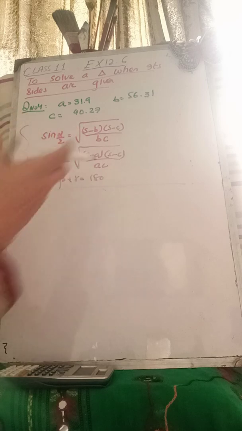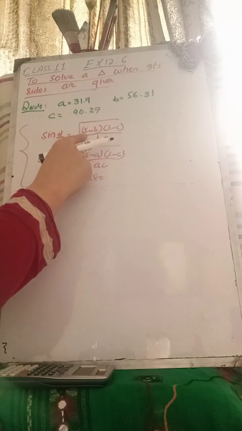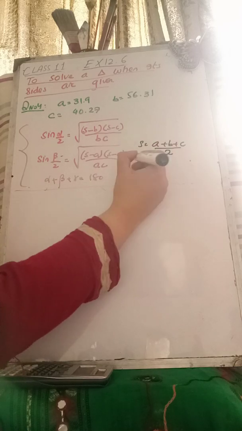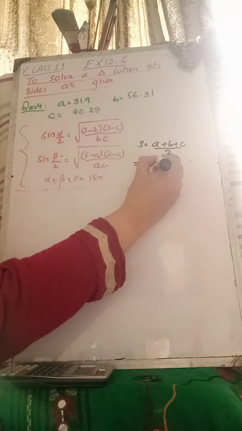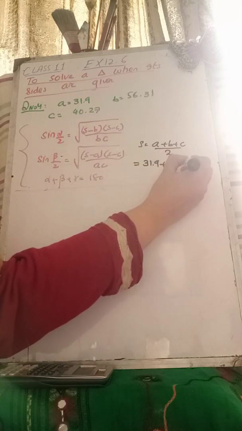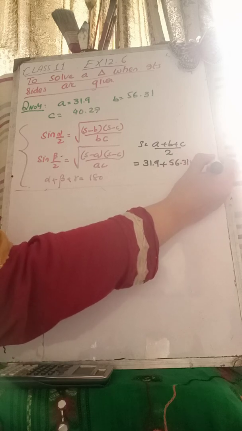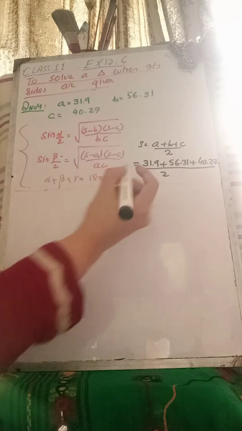So let us start. The first formula is sine alpha by 2 is equal to S minus B, S minus C over BC. So I'm going to find S here. We know that S is equal to A plus B plus C by 2. That is 31.9 plus 56.31 plus 40.27 divided by 2. If I find this, we are getting 64.24.